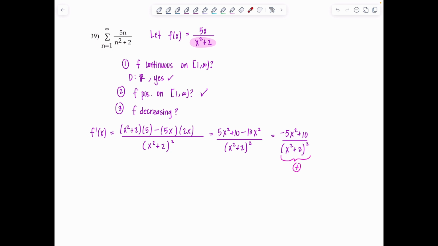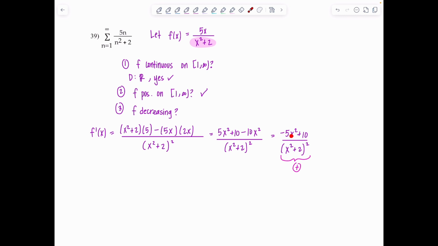The numerator, if x is 1, is going to be positive. Positive over positive is positive. That means f prime is positive. f is not decreasing if x is 1. That's problematic. What about if x is 2?